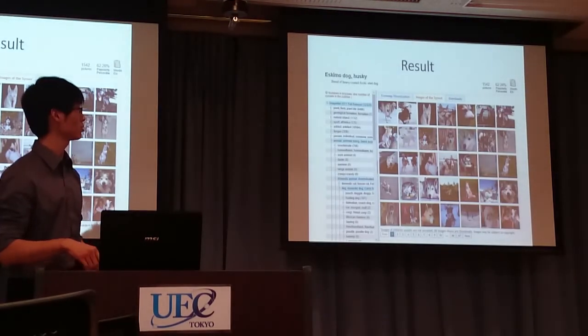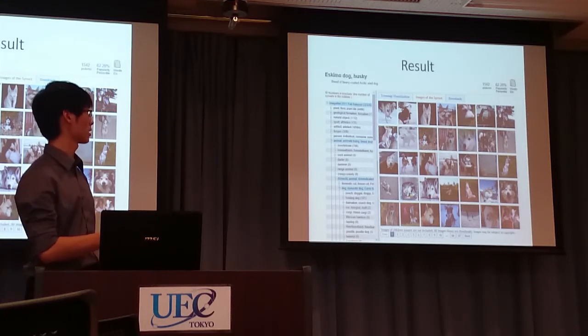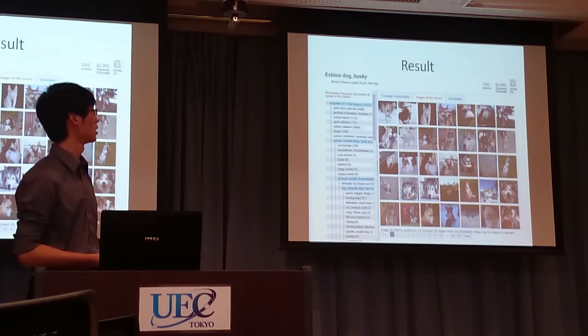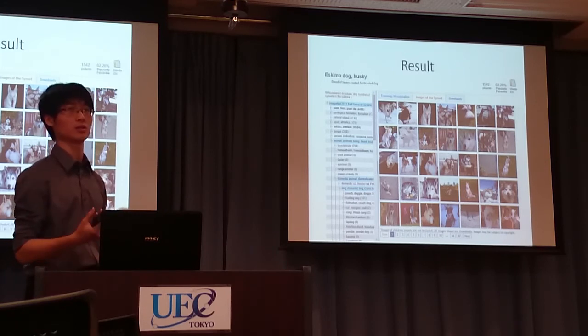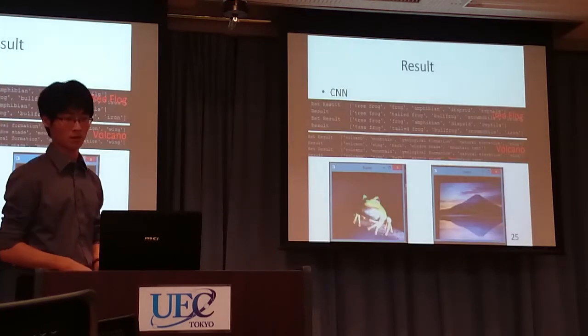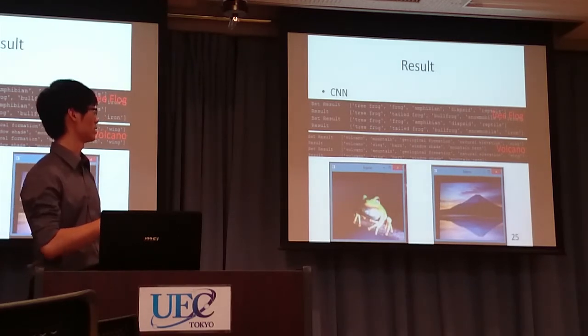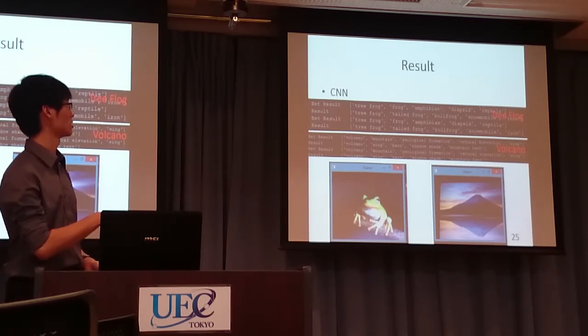This picture shows what the database looks like. You have many categories, like mammal, then dog, and dog has many species. This species is the husky. There are many husky pictures, so it can learn the species. And this is my result. I use the CNN to detect the frog, the tree frog, and this Fujisan is the volcano.